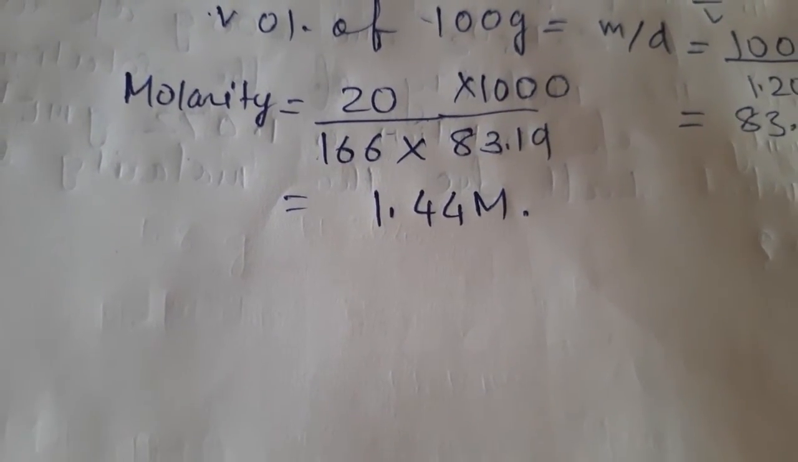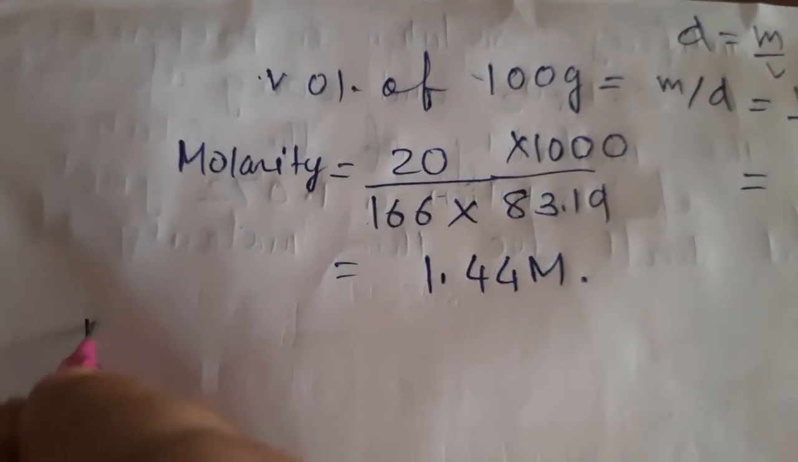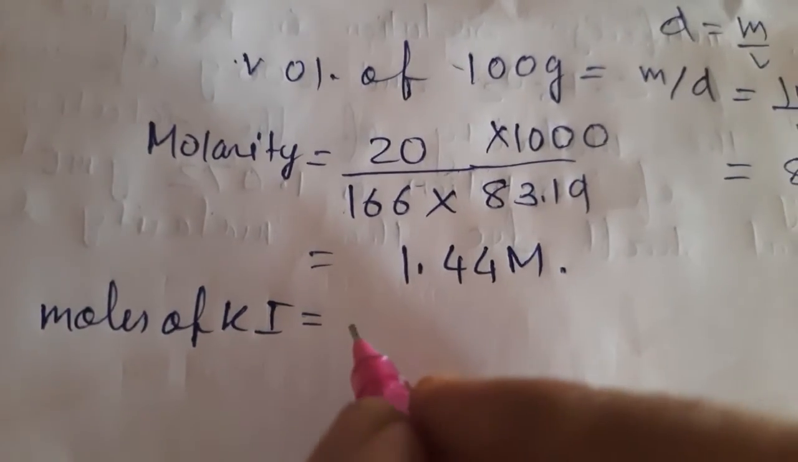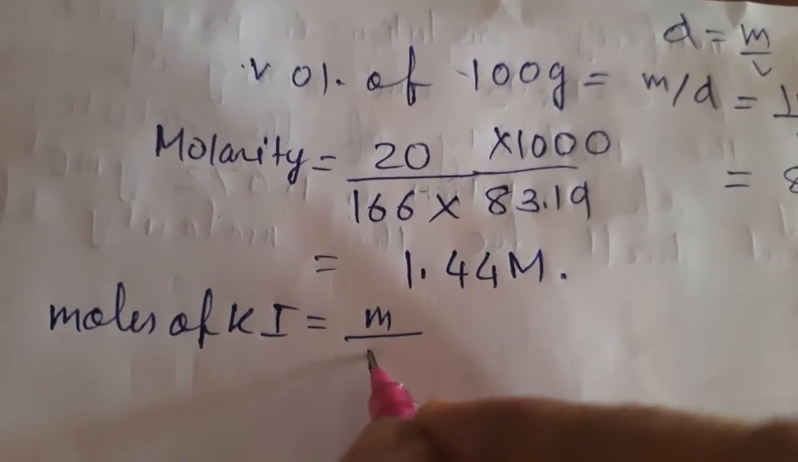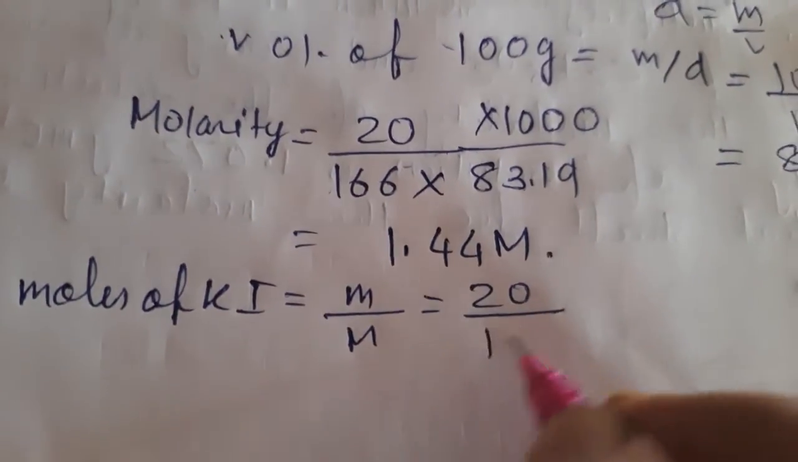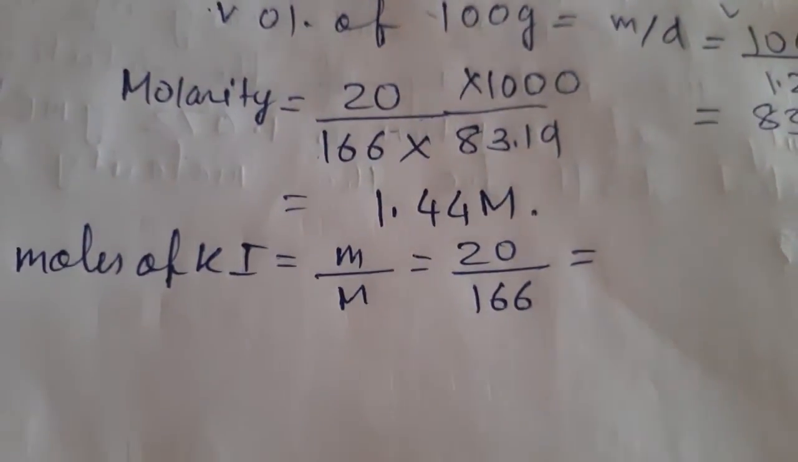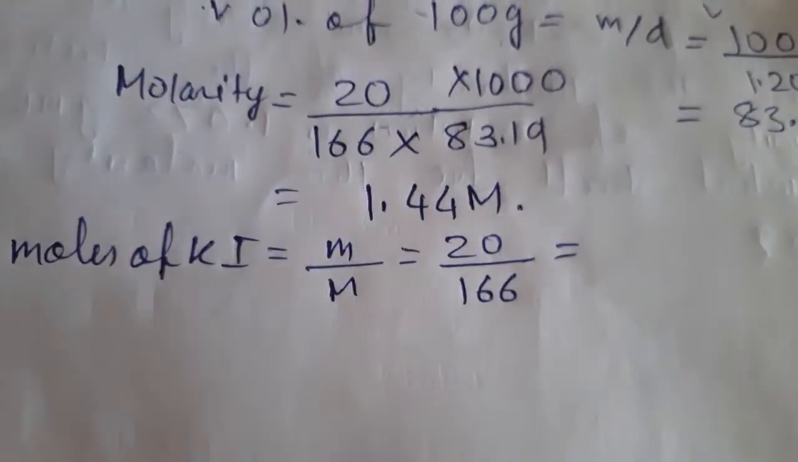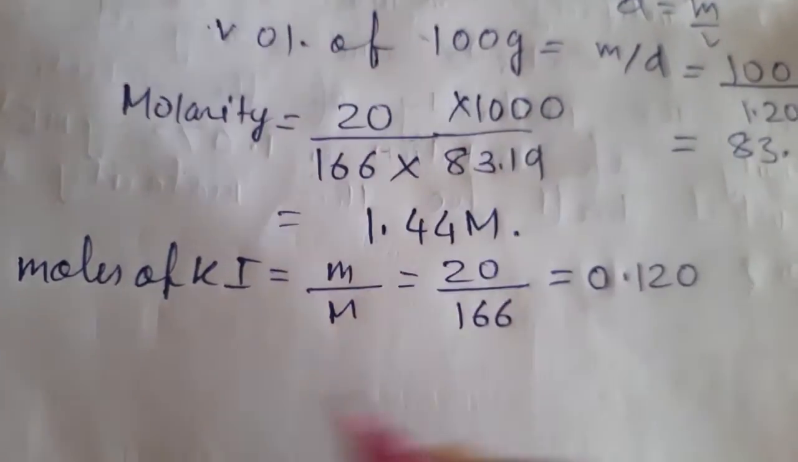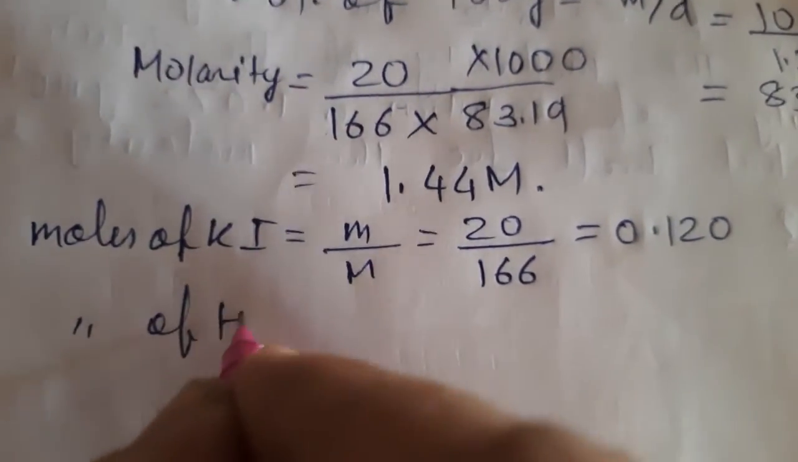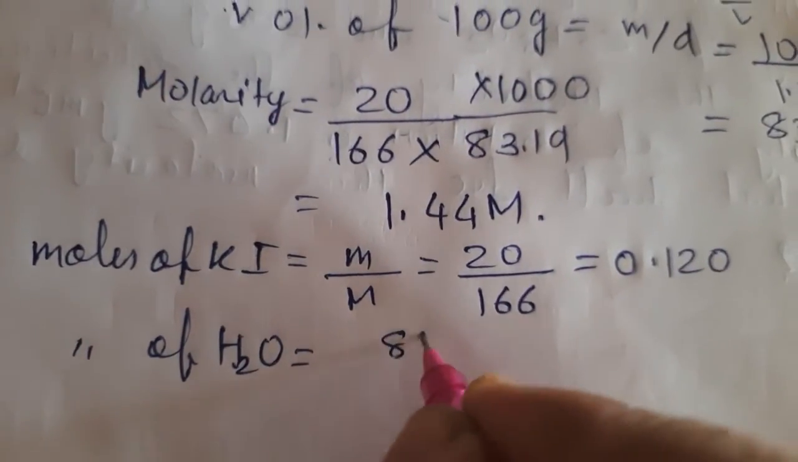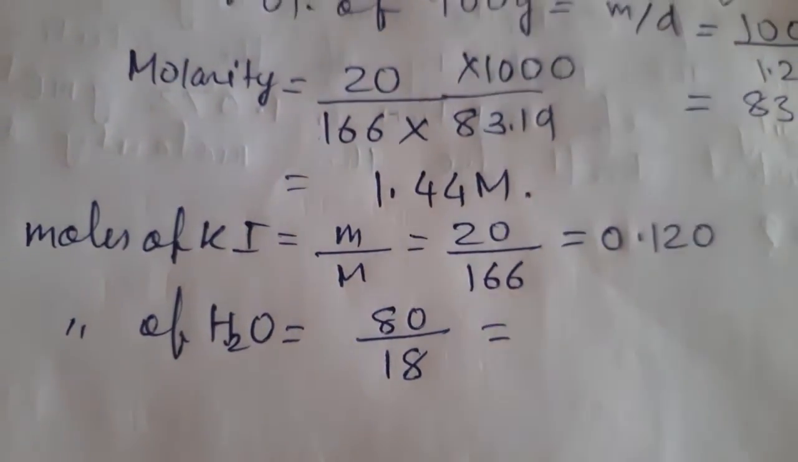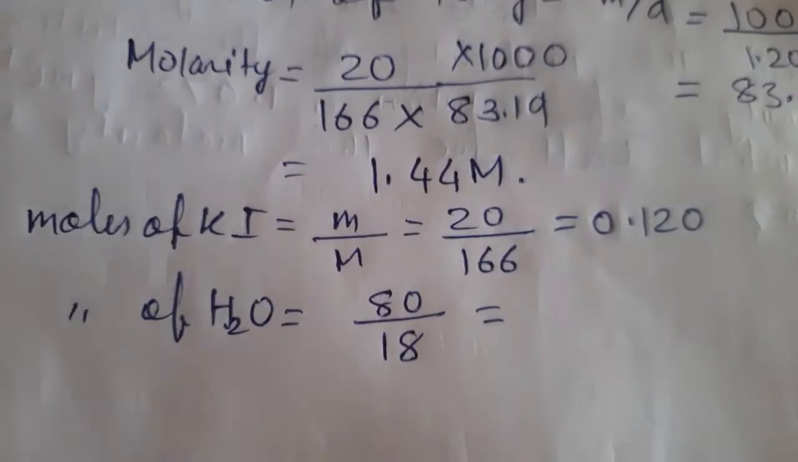Then we will come to mole fraction. So how to calculate mole fraction? Moles of KI is equal to small m upon capital M. So what is it? Small m, 20 divided by 166 is equal to 0.120. Similarly, moles of water, because aqueous solution is there, so 80 divided by 18 is equal to 4.44.